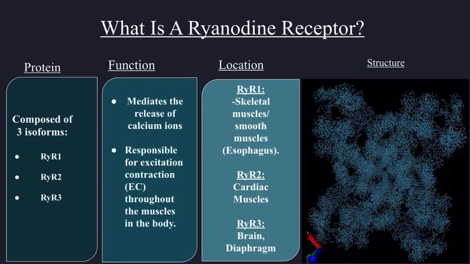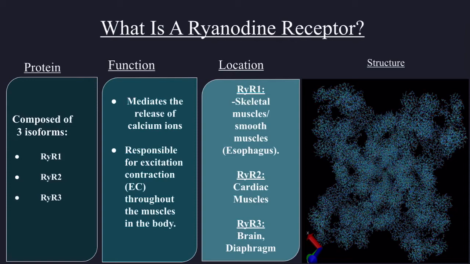Well, I know you're wondering, what is a ryanodine receptor? Well, they're just simply proteins. They're composed of three different isoforms, RYR1, 2, and 3. Their main function is to mediate the release of calcium ions. They are responsible for the excitation contraction throughout the muscles of the body.